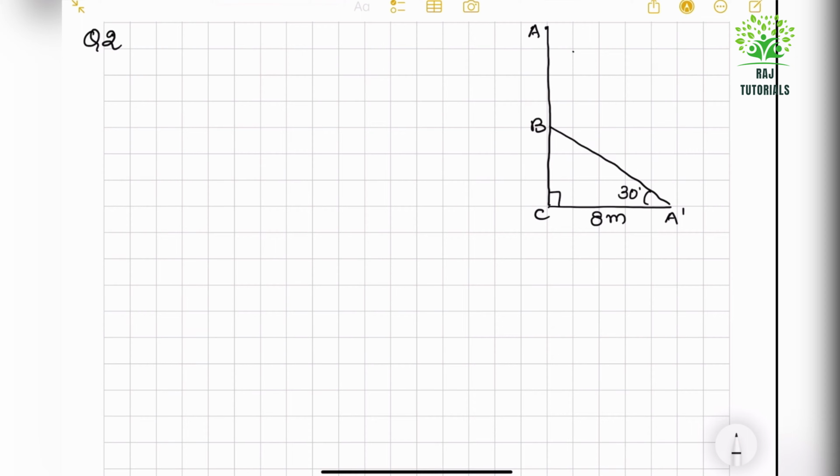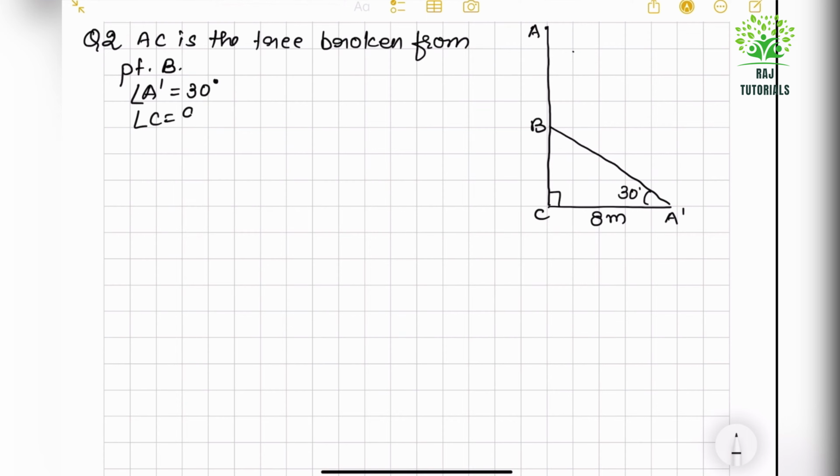So now see, if you see the figure carefully, AC is the required tree. AC is the tree broken from point B. A dash, angle A dash equal to 30 degree, angle C equal to 90 degree, and A dash C equal to 8 meter.